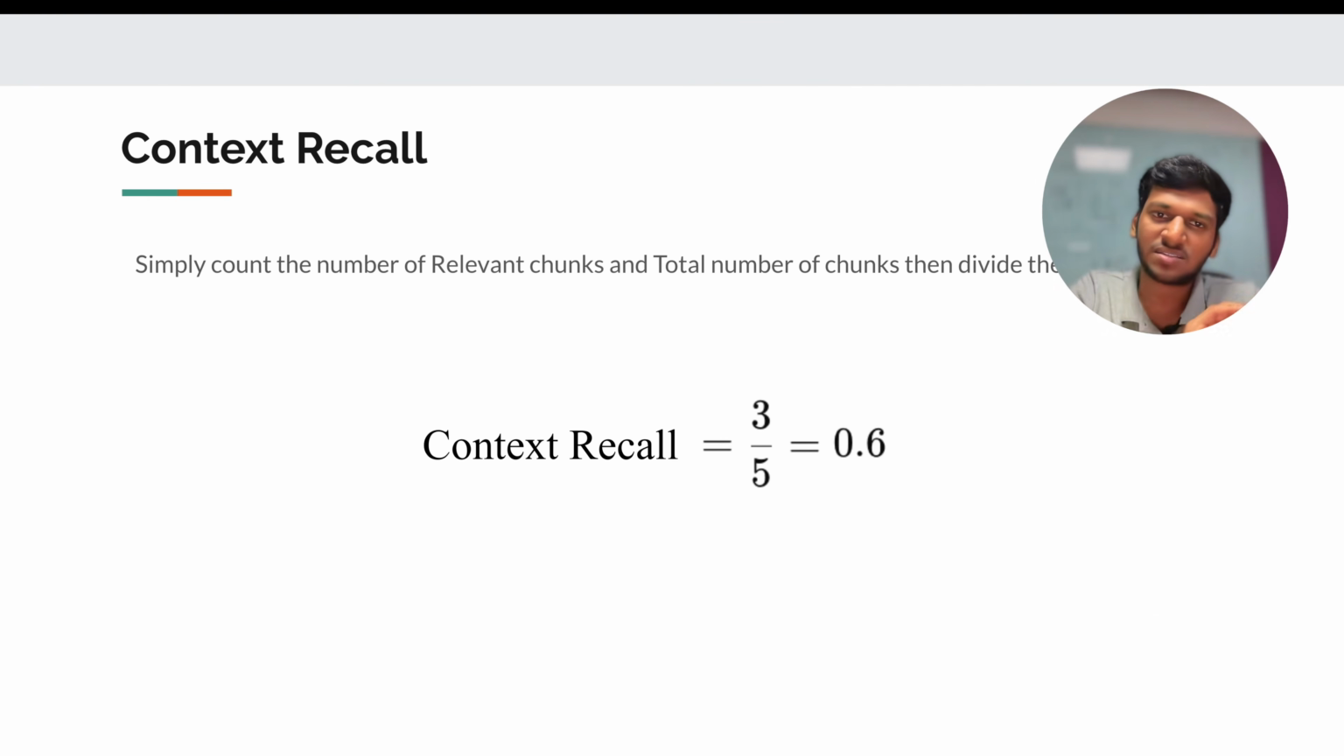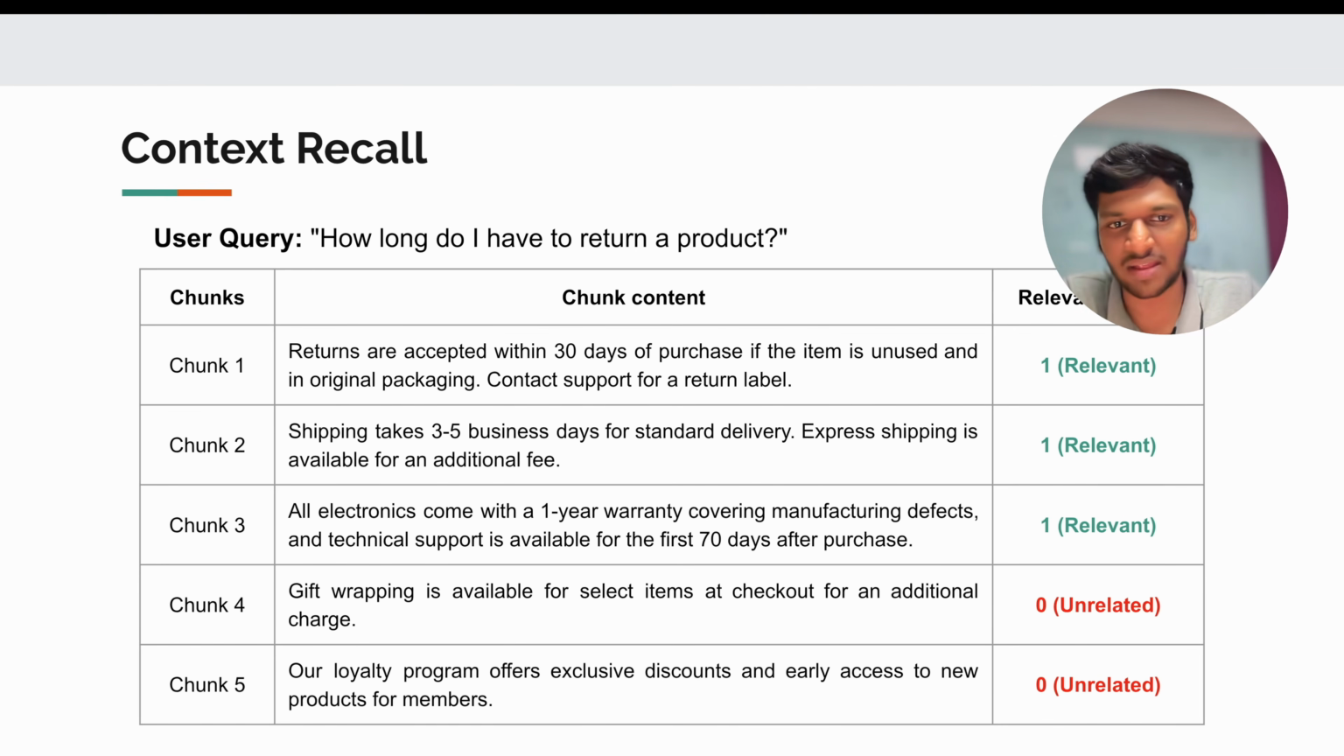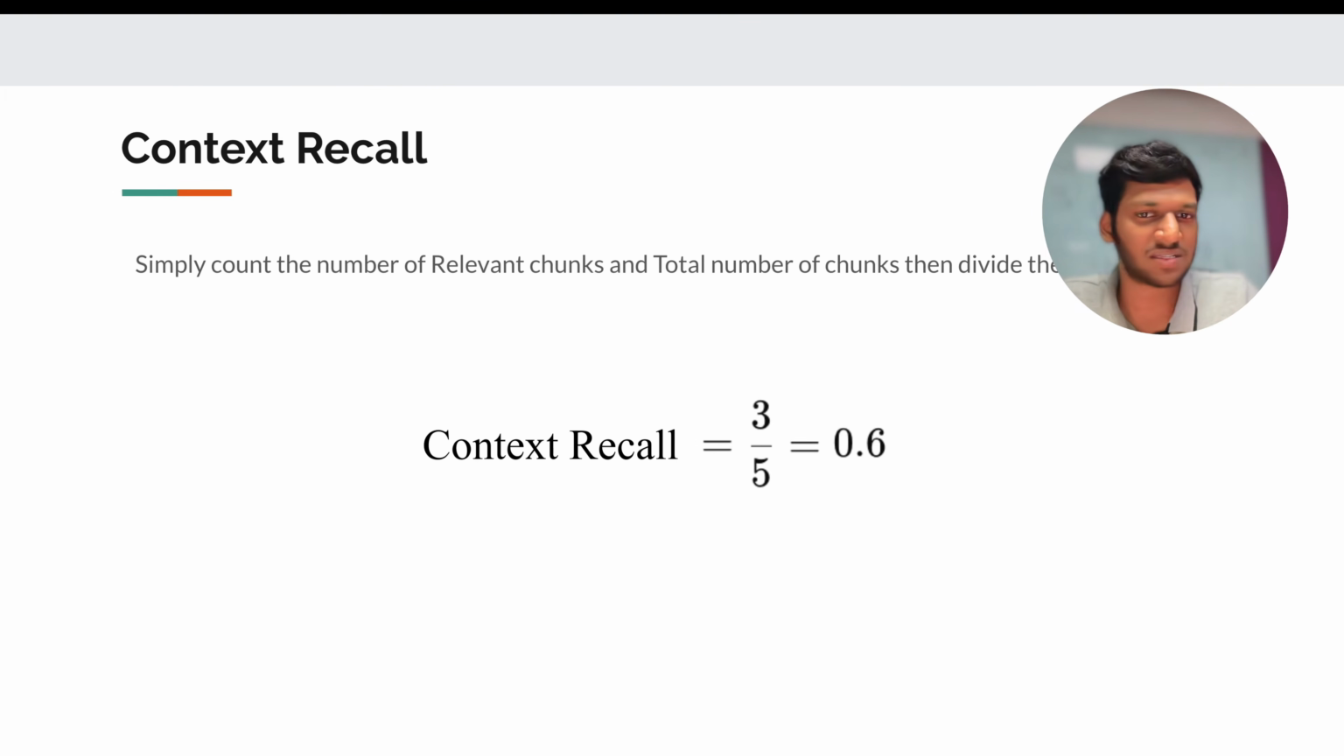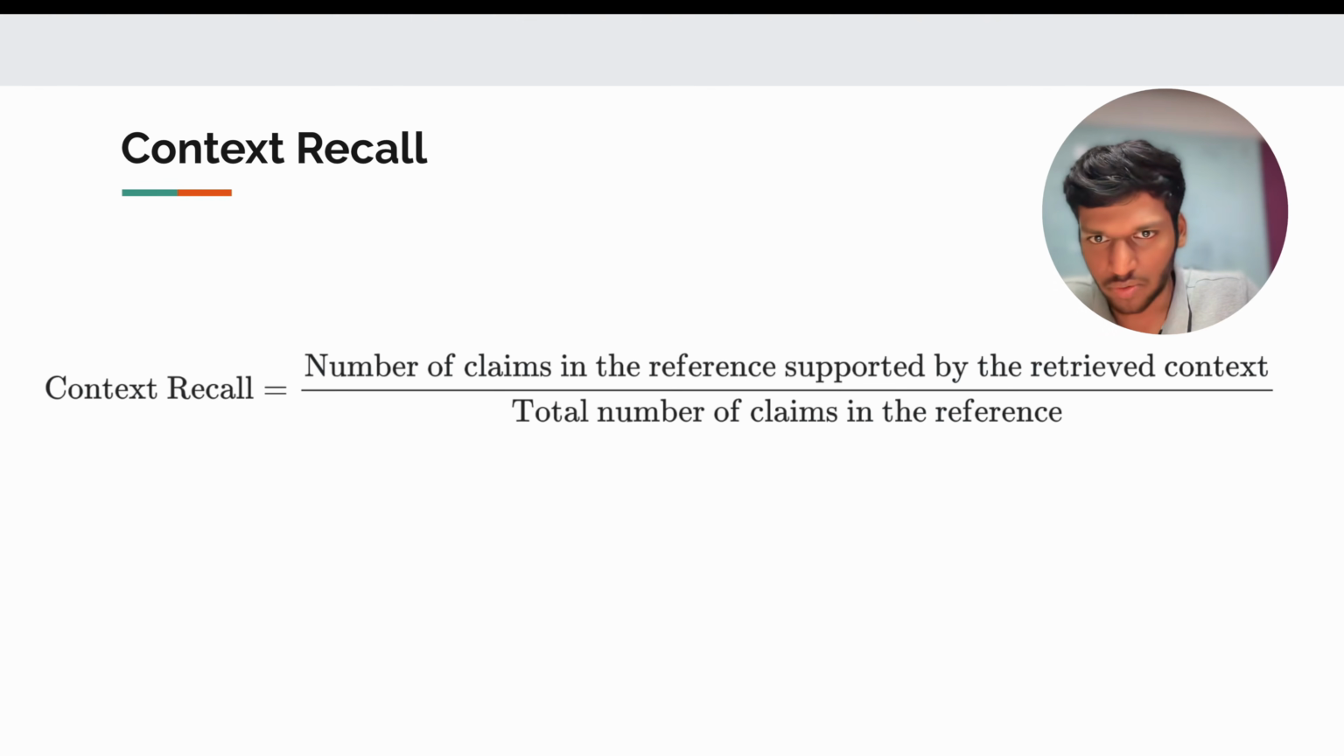Context recall is very simple. Simply count the number of relevant chunks and the total number of chunks, then divide them. 3 relevant chunks, total 5 chunks were retrieved. Out of 5 chunks, 3 are relevant, 0.6. That's it. So this is the formula we tried to explain at the beginning.